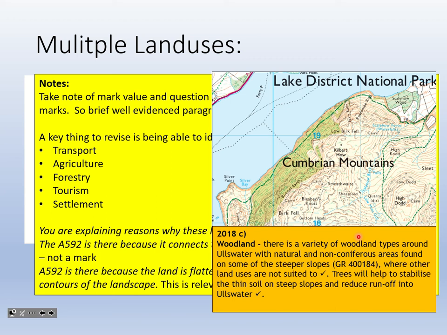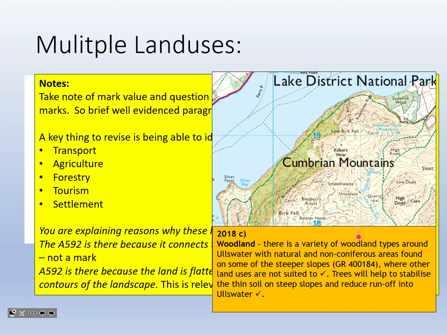You were writing sentences like that back and forth here. You do, of course, need to make it robust with good quality map evidence, but this is knowledge that should definitely be familiar to you. Trees are used to stabilise thin soil on steep slopes, and they'll reduce runoff into Ullswater. So all of this is very much within the scope of that which we have already learned about woodland.